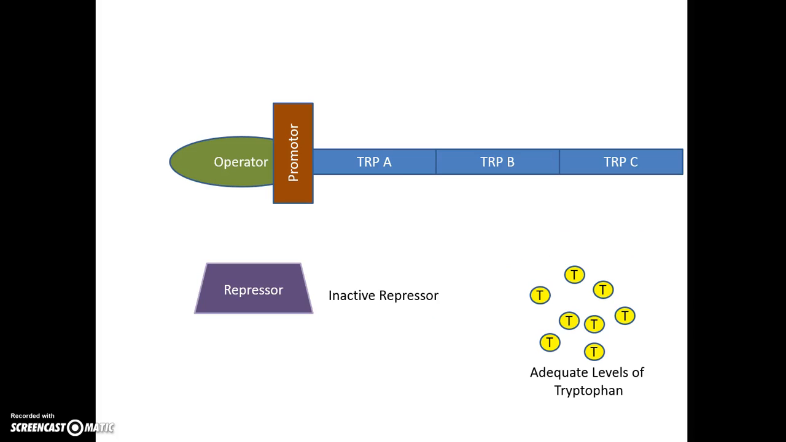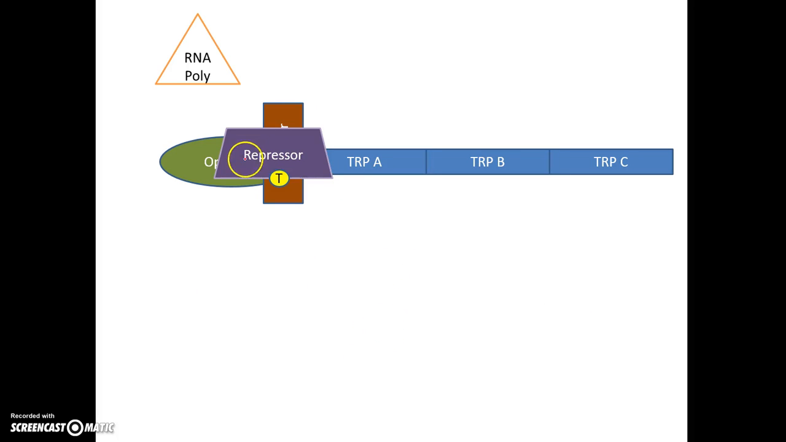Let's say we produce so much tryptophan that we're all good. We don't need any more. At high concentrations, the tryptophan is going to go over and bind to the repressor, and the repressor goes from inactive to activated. Now the repressor actually goes on there. So the tryptophan activates this repressor and makes it so that it blocks this, and now RNA polymerase cannot bind.